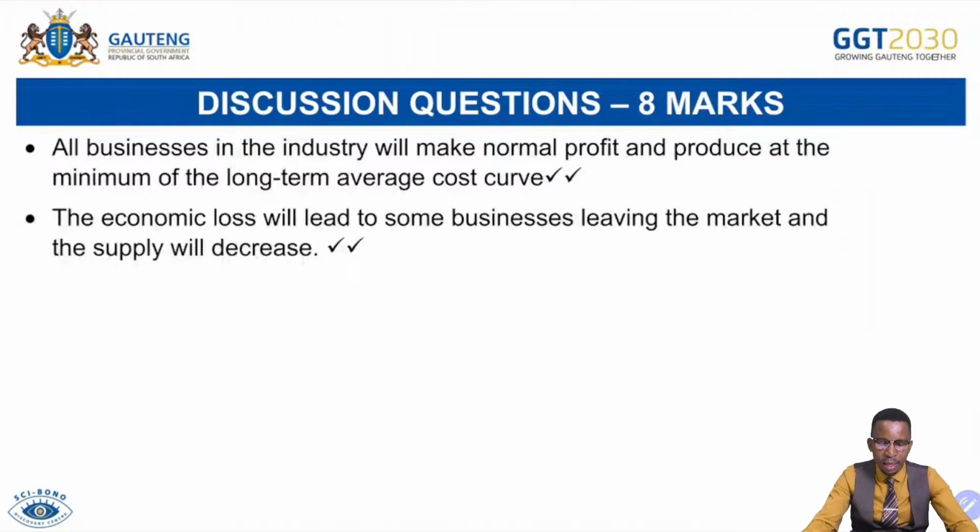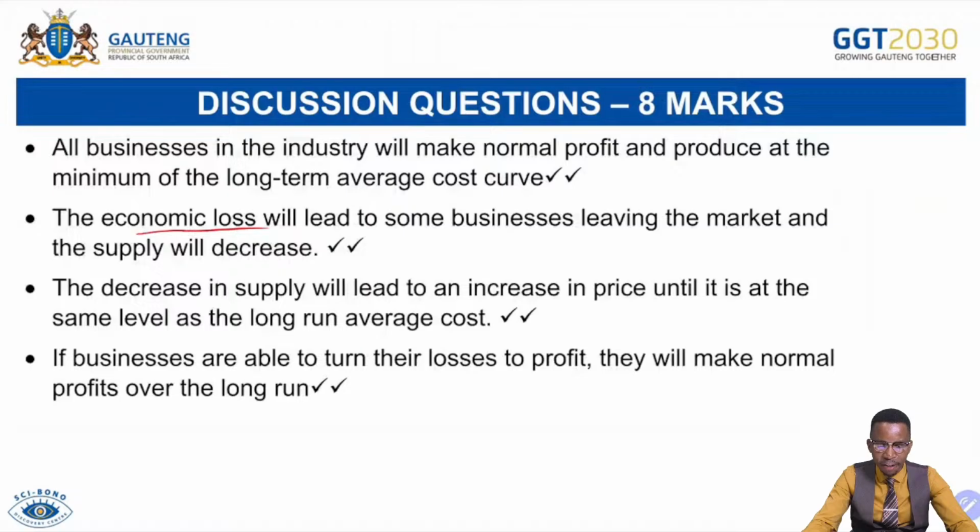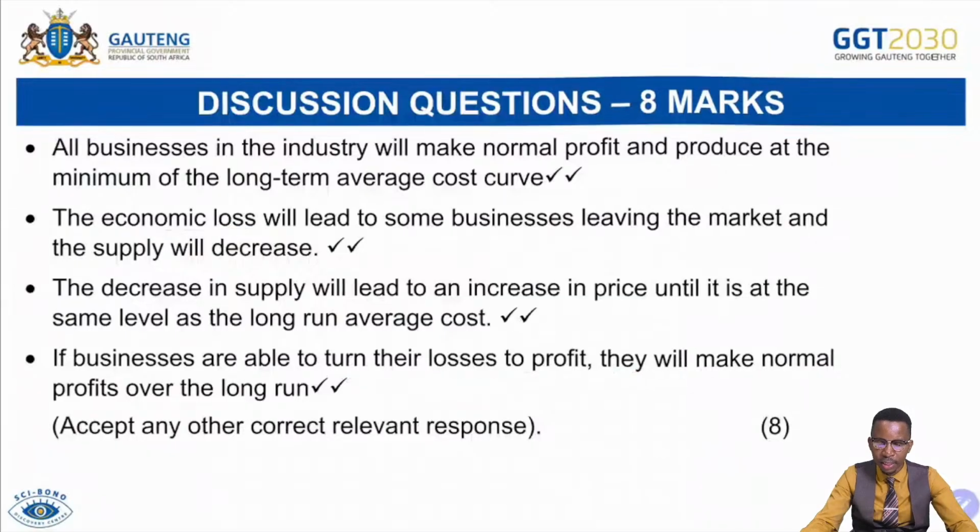Then the economic loss will lead to some businesses leaving the market, and the supply will decrease. The decrease in supply will lead to an increase in price until it reaches the same level as the long-run average cost. If businesses are able to turn their losses into profit, they will make normal profit over the long run. Any other answer is accepted.